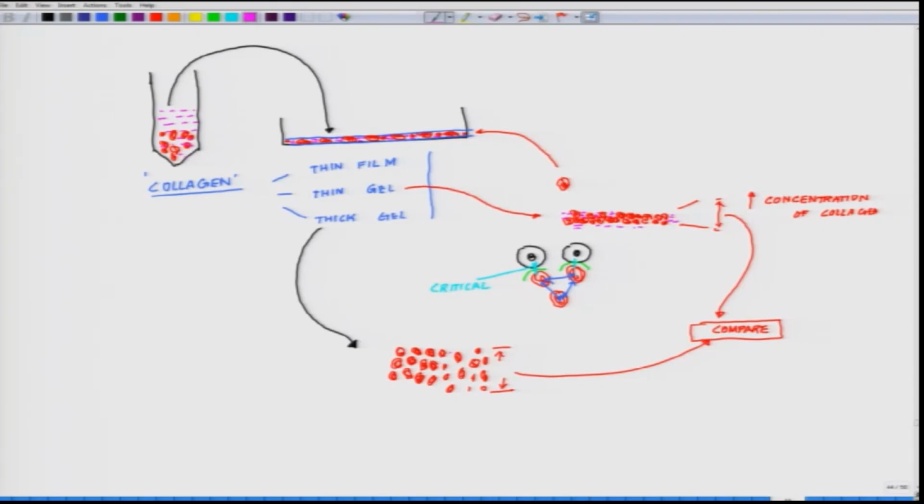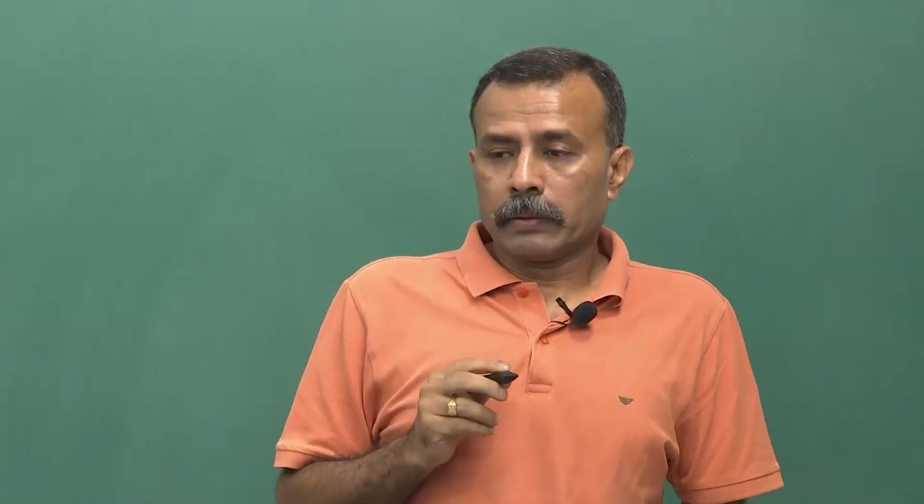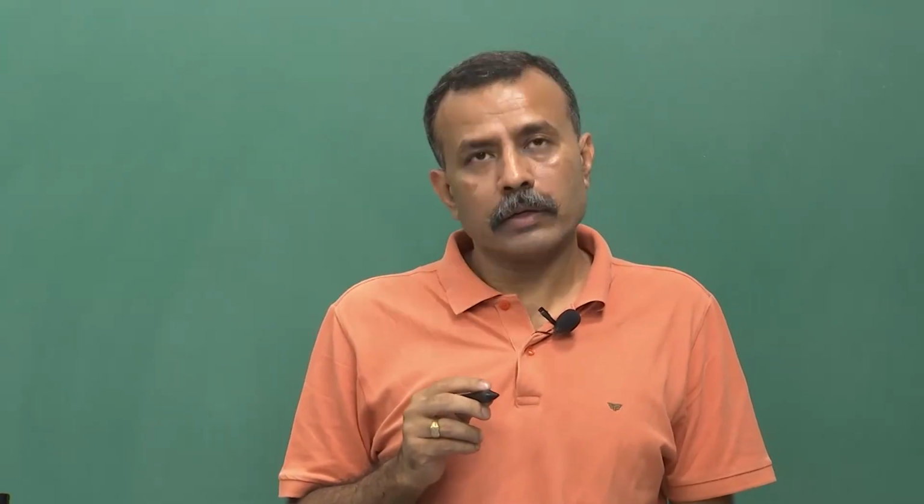Then there are two aspects which will come into play. The first aspect which will be coming into play is what will be the space between these individual molecules of collagen. So here you are no more growing the cells on a glass substrate with a thin film or a thin gel. You are having the whole gel and you want to grow the cells on the gel. In other words, you wanted to make a three-dimensional culture.